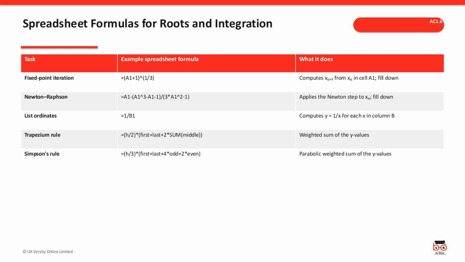Let me talk you through the sort of formulas you'd actually type. For fixed point iteration, if x sub n sits in cell A1, you'd write A1 plus 1, all raised to the power of 1/3, then fill down. For a Newton-Raphson step, you'd type out x sub n minus f over f dash directly, referencing A1, and fill down again. To list your heights, you just compute 1 over x for each x in the column, and then the trapezium and Simpson totals are weighted sums of those heights, using the h over 2 and h over 3 patterns we've already met. Fill down, and the machine handles all the repetition for you.